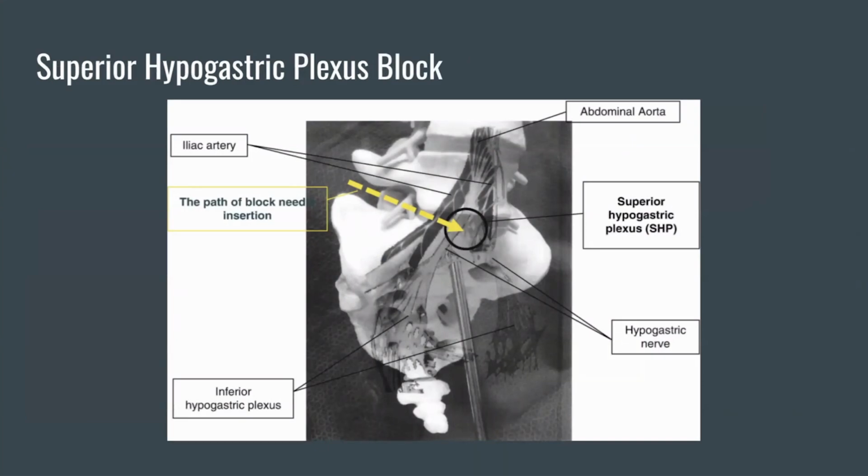So next, for my embryology nerds, the superior hypogastric plexus block is basically the celiac plexus block of the hindgut structures. So this includes the descending and sigmoid colon and the proximal rectum, as well as the pelvic organs, including the uterus, ovaries, prostate, urinary bladder, testes, and seminal vesicles. These are all innervated by the superior hypogastric plexus.